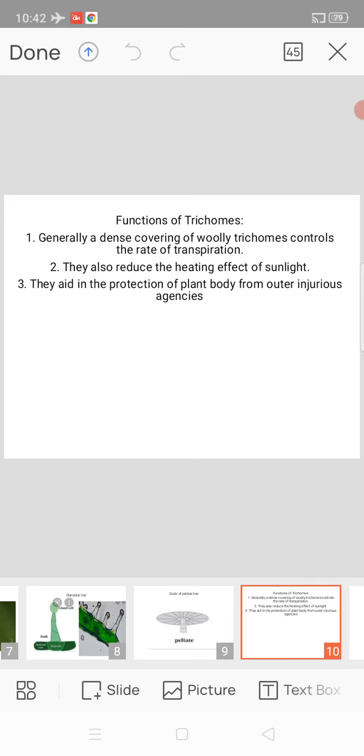Next topic is functions of trichomes. There are mainly three different functions of trichomes. First, generally a dense covering of woolly trichomes controls the rate of transpiration, and they also reduce the heating effect of sunlight, and they aid in the protection of the plant body from outer injurious agencies.